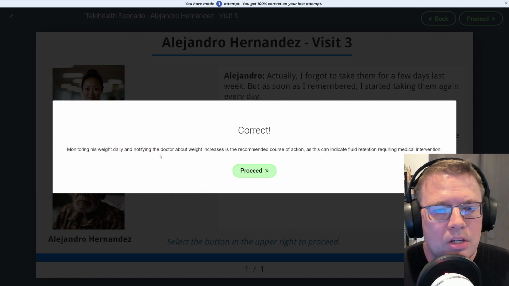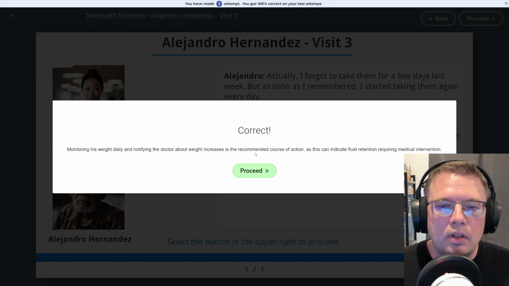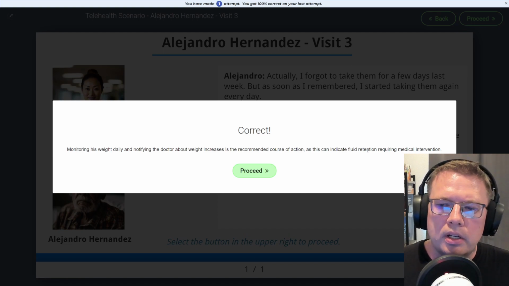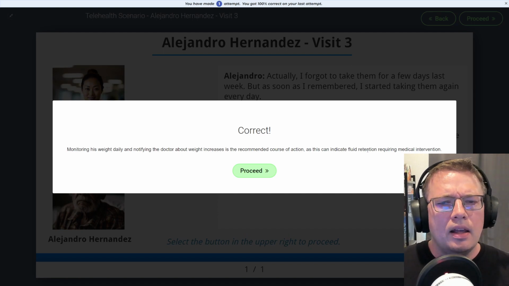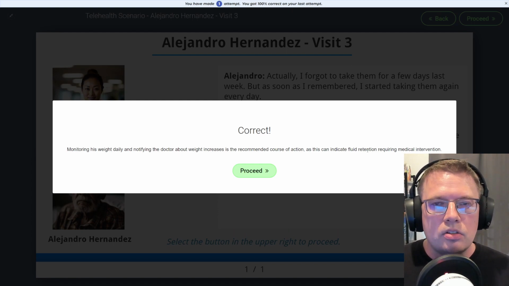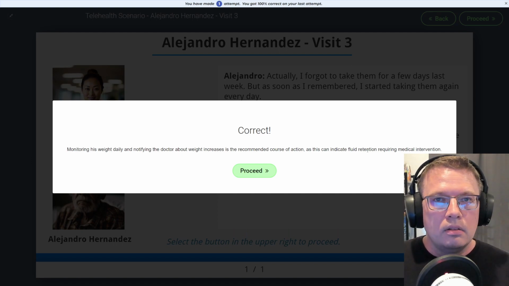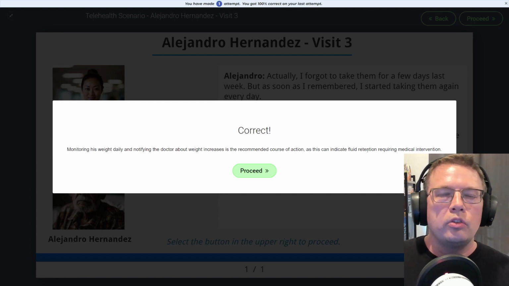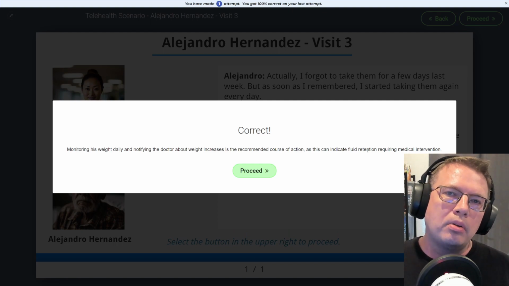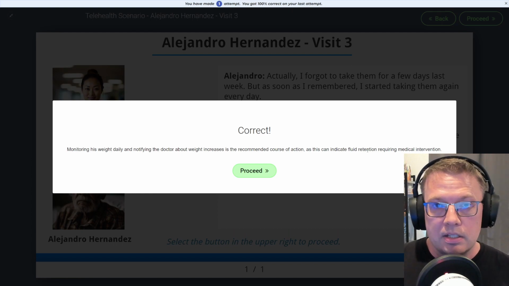Monitoring his weight daily and notifying the doctor about weight increases is the recommended course of action, as this can indicate fluid retention requiring medical intervention. I think it's important to highlight that all of this content that we developed, the overviews, the learning objectives, the dialogue between the nurse and Alejandro, the questions, the answers, the rationales, all of that was created through the help of large language models. Large language models that were then leveraged by our subject matter experts in order to ensure that the final product is objectively accurate.